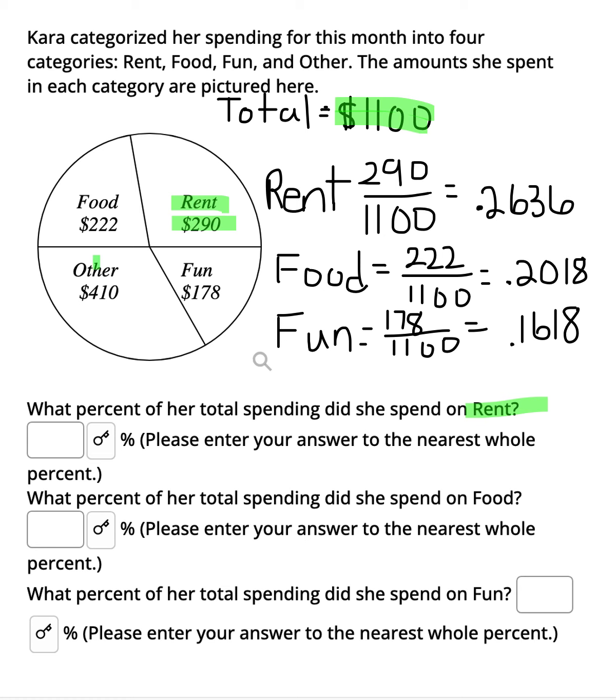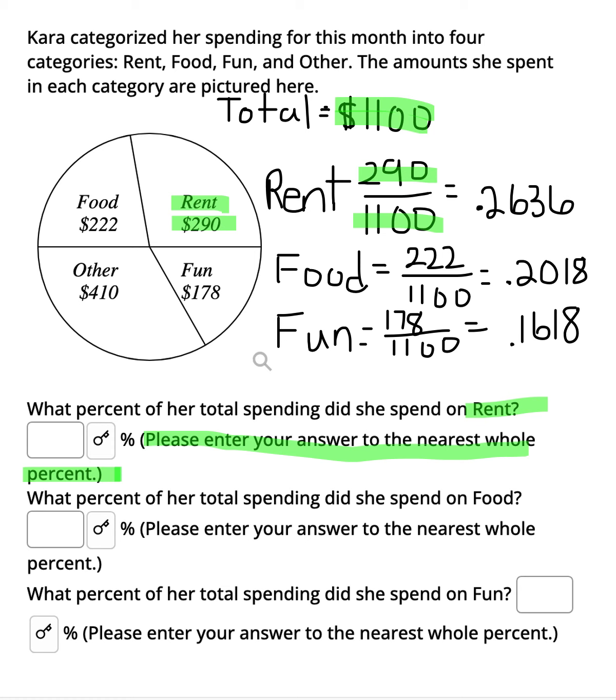And to figure out the percentage of rent, I just need to take that portion, the $290, and divide it by the total. And when I divide, I get 0.2636. Now the question says we need to enter the answer to the nearest whole percent, which means we want to put in a percentage that has no decimals. We want it to a whole number.